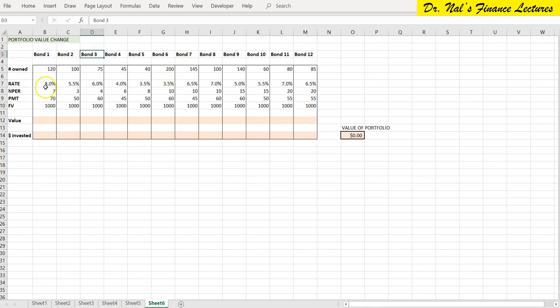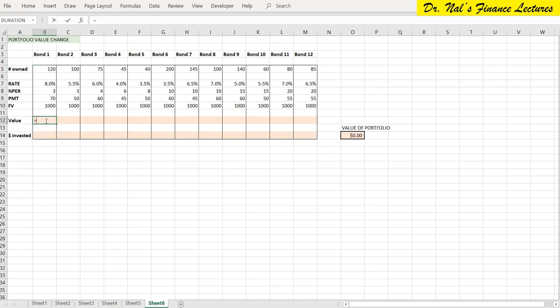So bond 1 has an 8% required rate of return, 3 years to maturity, $70 coupon payments, and the face value of the bond is $1,000. First order of business will be to calculate the value of the bond, and once we multiply the value of the bond by the number of bonds we are holding, it will give us the total amount invested in that type of asset category.